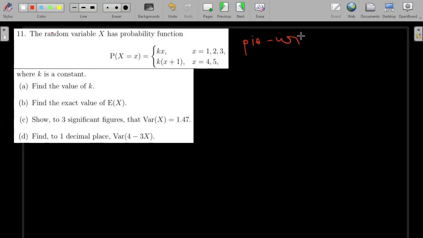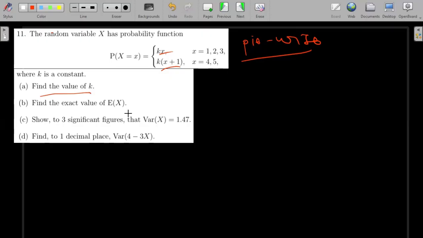I'm sure you learned the piecewise function when you were doing the topic on functions. So there are two functions here. If x is 1, 2, 3, we're using this. If x is 4, 5, we're using this, where k is the constant. So find the value of the constant. When we add all the probabilities, it always equals what?